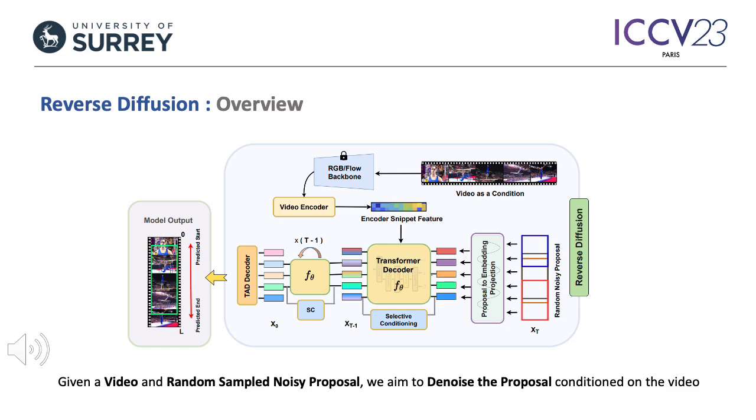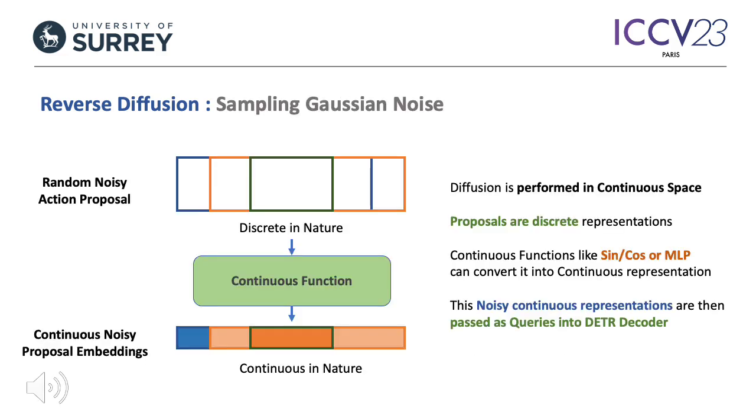In the reverse process, we pass in the video along with a sampled noisy proposal from the Gaussian distribution. Next, the denoiser takes in this noisy proposal and tries to denoise the proposal conditioned on the video. It is important to note that diffusion models work in the continuous representation space. However, our sampled noisy proposals are discrete. To convert them into a continuous space, we employ a sinusoidal curve or MLP to project them into a continuous embedding. These noisy embeddings are then passed as queries to the DETR decoder, which is our denoiser.